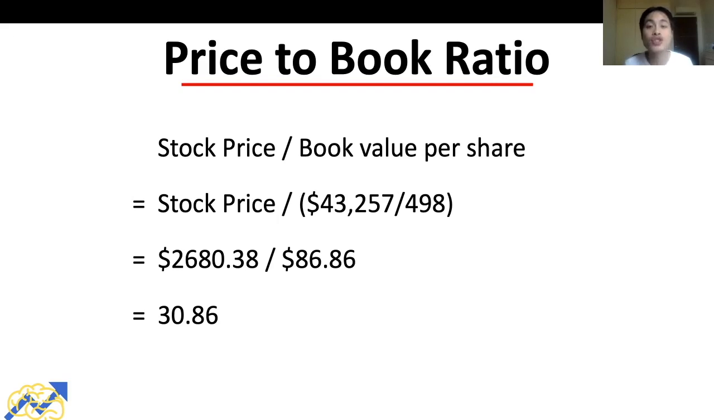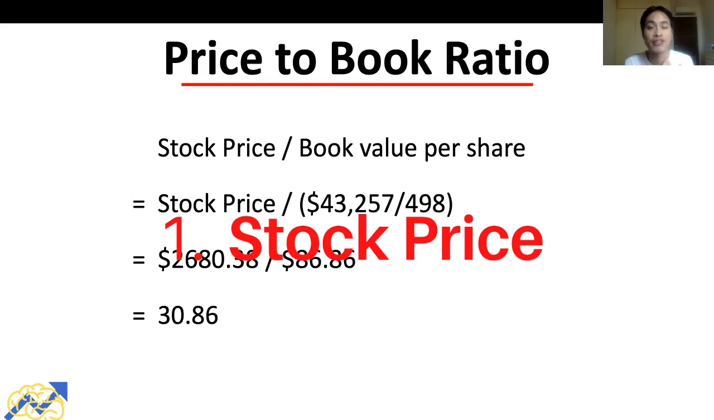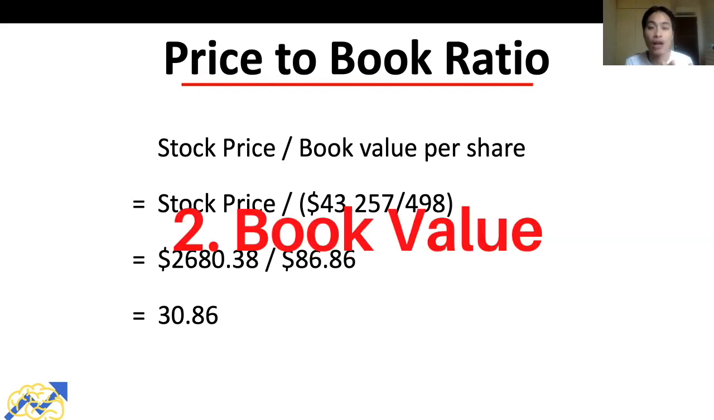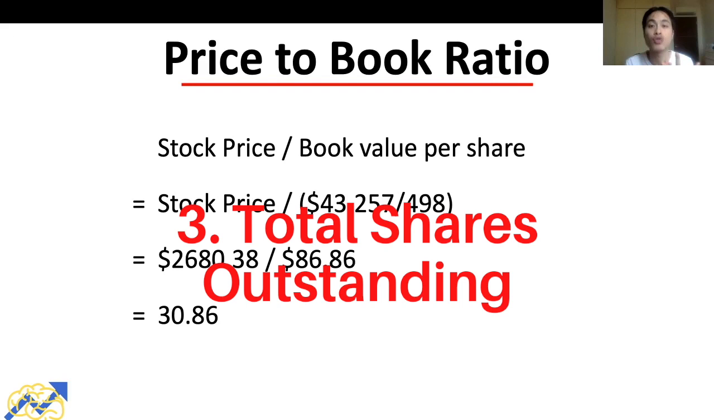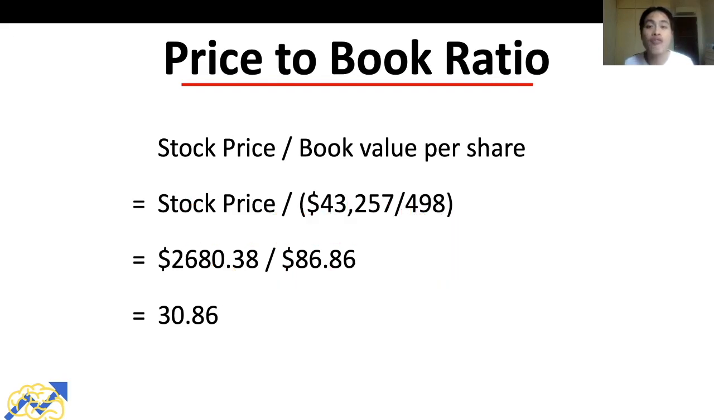So there are three main things to take note of when calculating the price to book ratio. The first is the stock price of a company. The second is the book value of a company. And the third one is the total shares outstanding. Once we are able to find out all of these numbers, we can plug it into the formula to calculate the price to book ratio of the company.